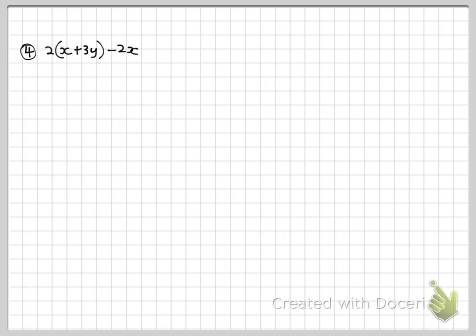Now question 4 is a bit more tricky. Okay, you've got 2 times all of x plus 3y minus 2x, or another way of saying it is 2 into x plus 3y minus 2x. How would you simplify something like this? In class I mentioned you've got 2 lots of x plus 3y, that means x plus 3y plus x plus 3y. But here I'm going to show you another much easier method. It's called the distributive law. I want you to follow this carefully and see how the arrows work, and then you will understand this better.